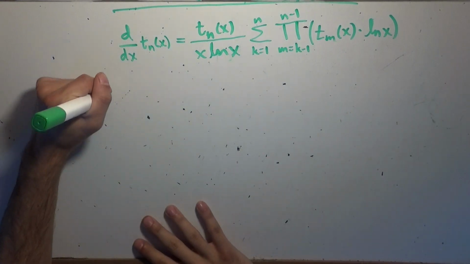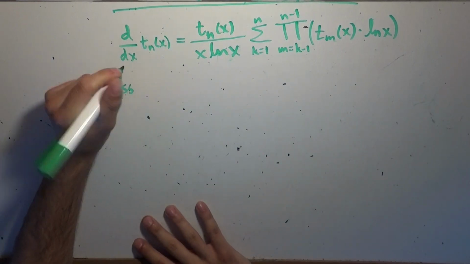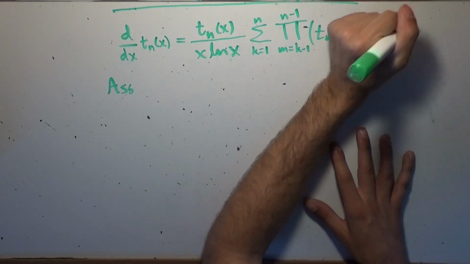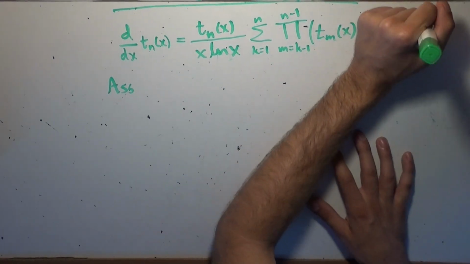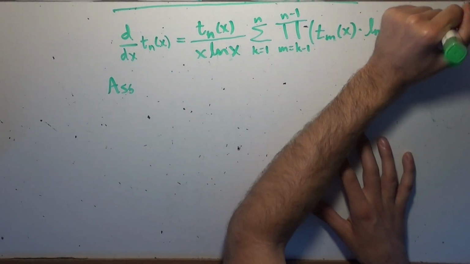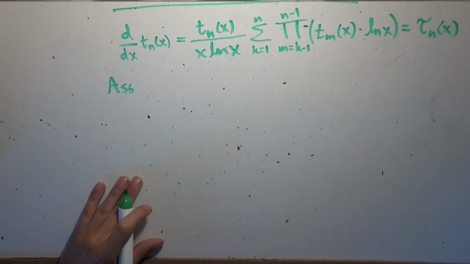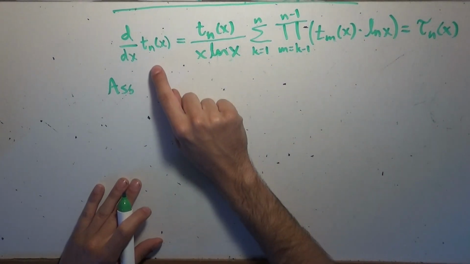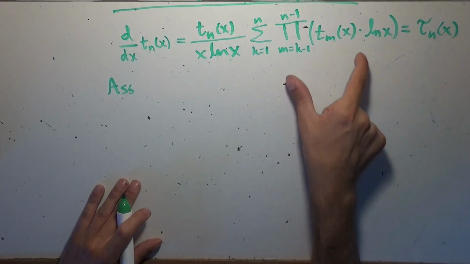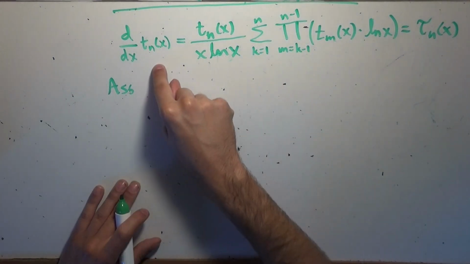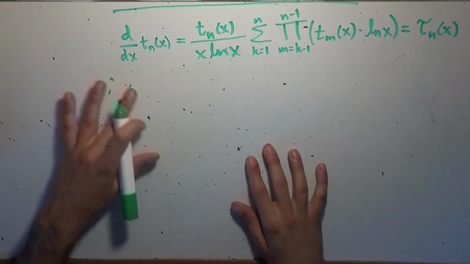So we're going to assume. By the way, just for simplification, let's just call this wacky thing tau n of x, just so I can say. So I'm not saying that tau is the derivative of t. I'm saying that tau is this function which we are going to prove is the derivative of t.